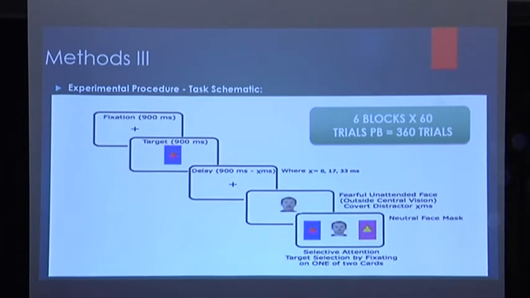Next, a neutral face mask would replace the distractor. Half the trials would have a fearful to neutral distractor, and the other half had a neutral to neutral distractor. And finally, the target and the non-target appeared left and right of the fixation cross, separated from their outer edge by a specific visual angle, and the participant could fixate on either the target, that was a successful trial, or the non-target, counted as a selection error, in order to move on to the next trial.